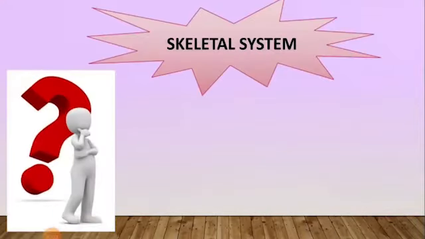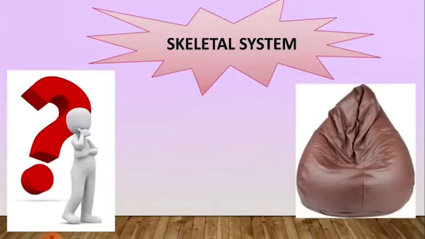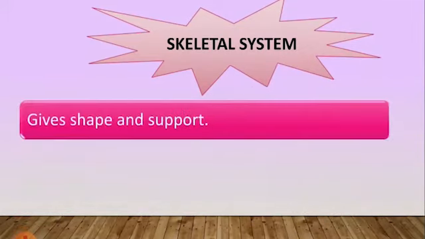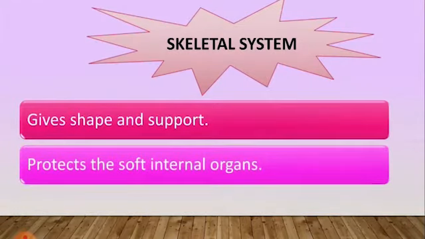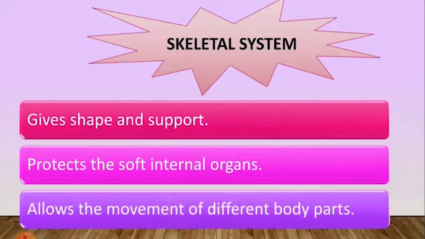Children, can you imagine our body without the skeletal system? How will it look? It will be like a bean bag without any shape. Thus, the skeletal system has the following functions. It gives shape and support to our body. It protects various soft internal organs like the brain, heart, lungs, stomach, etc. The skeletal system, along with the muscular system, allows the movement of different body parts.